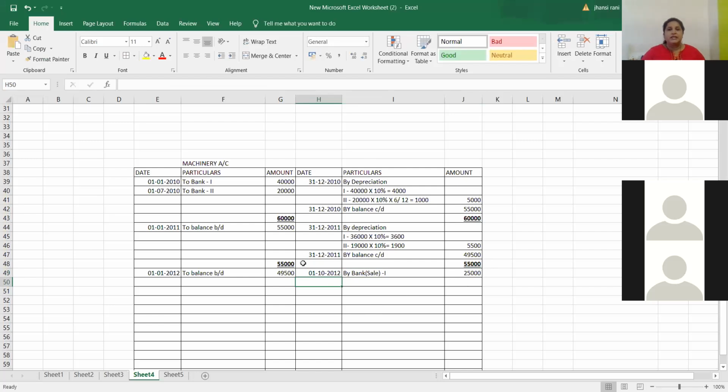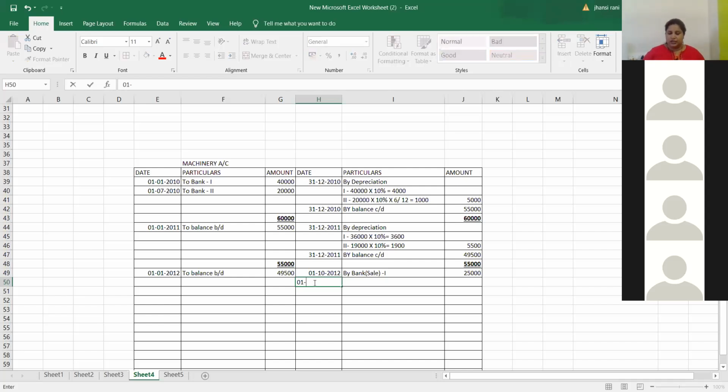Next. When I'm selling this machine on 1st October, it means from 1st January 2012 to 1st October 2012 I used that machine. So till the date I used that machine, I have to provide depreciation. I will provide depreciation for that machine only. So 1st October 2012, by depreciation. Which depreciation? Only for the first machine I am providing.